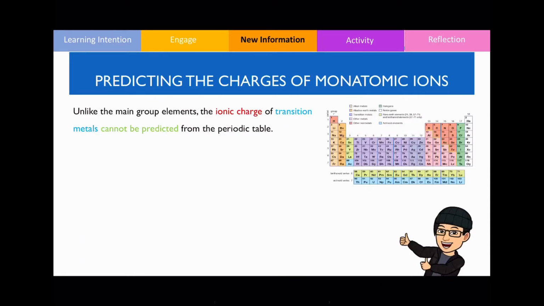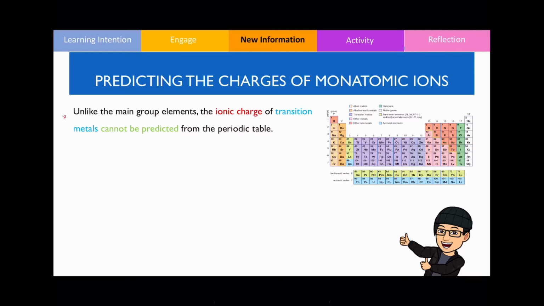Now, the way that we actually predict the charge of these transition metals is a bit different from how we do it for the main group elements. So this is why I've said over here, unlike the main group elements, the ionic charge of transition metals cannot be predicted from the periodic table.